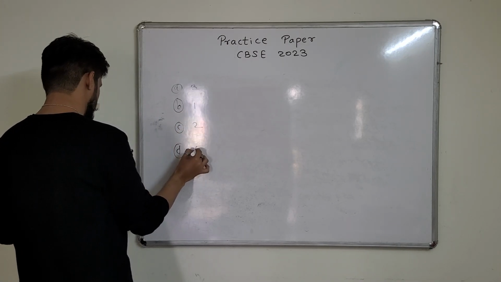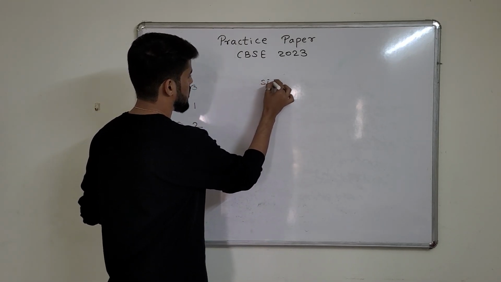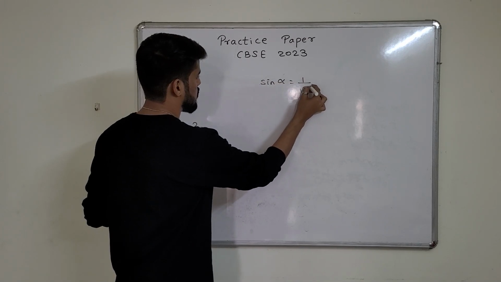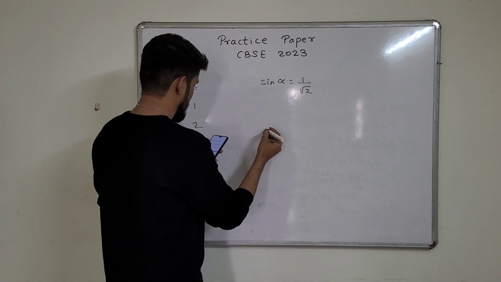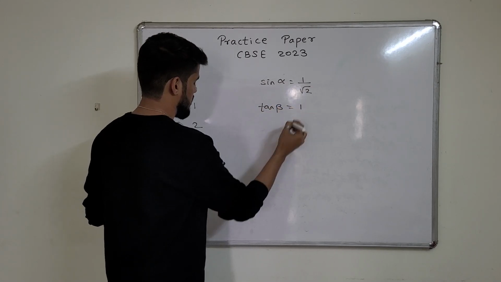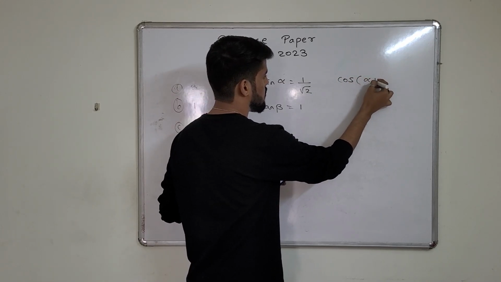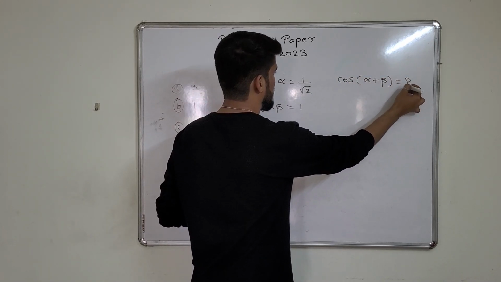देखो हमें दिया क्या है, साइन अल्फा का वैल्यू उन्होंने दिया है 1 अपॉन रूट 2, और tan बीटा का जो वैल्यू है, tan beta that is 1, and they are asking the value of cos(alpha plus beta). Very simple.